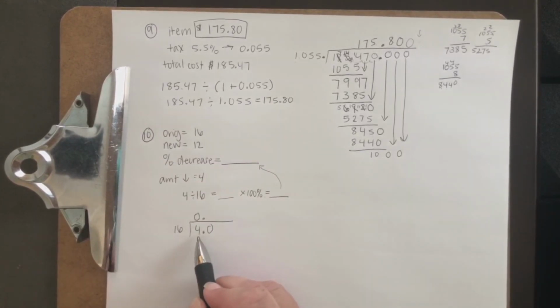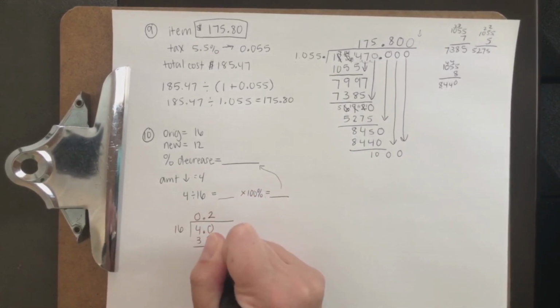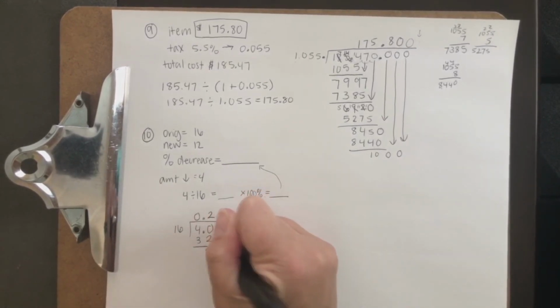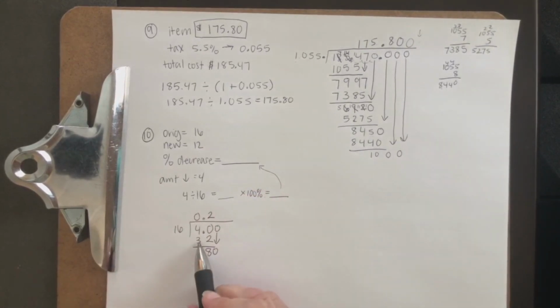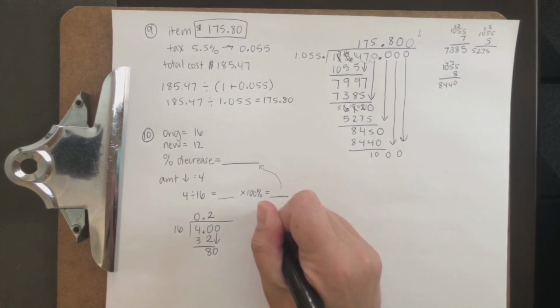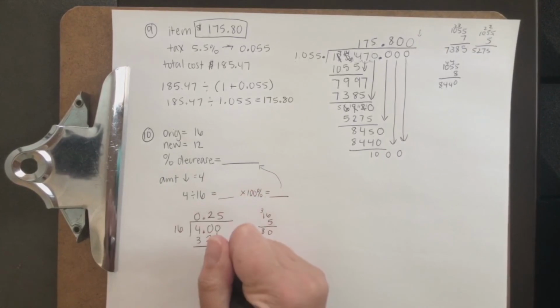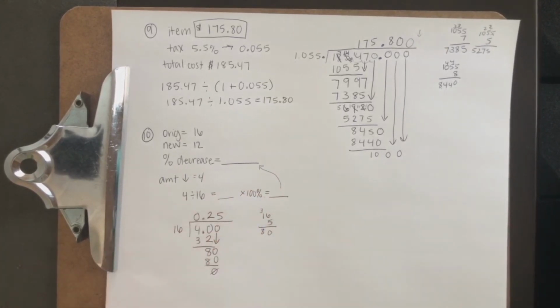So 16 into 40. Let's see, 16 times 2 is 32, so that gets us close. 2 times 16 is 32, and we have a remainder of 8. Have a 0, bring it down, 80. Well, 32 times 2 would be 64, and another 16 would be 80. So that's 5. 5 times 6 is 30. 5 times 1 is 5, 6, 7, 8, that's 80. So 5. 5 times 16 is 80, and we have a remainder of 0.